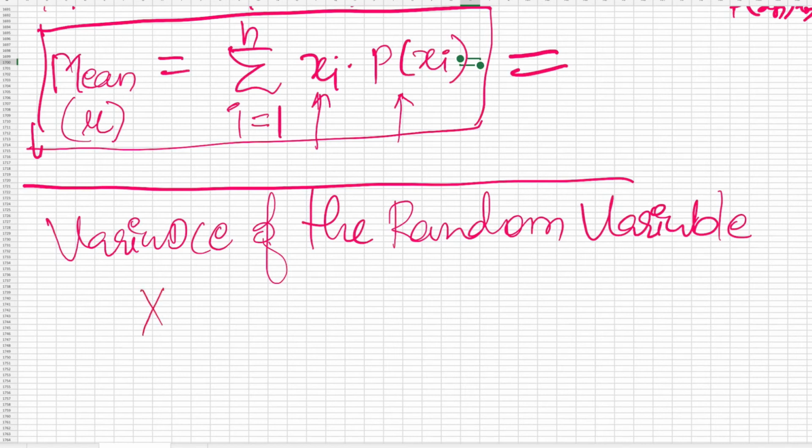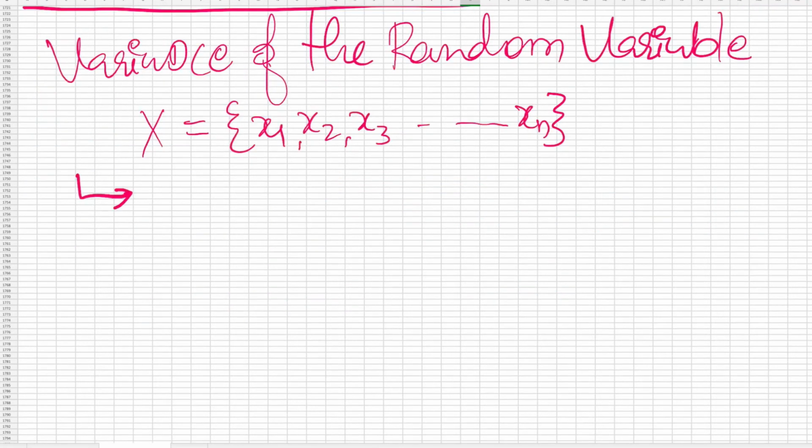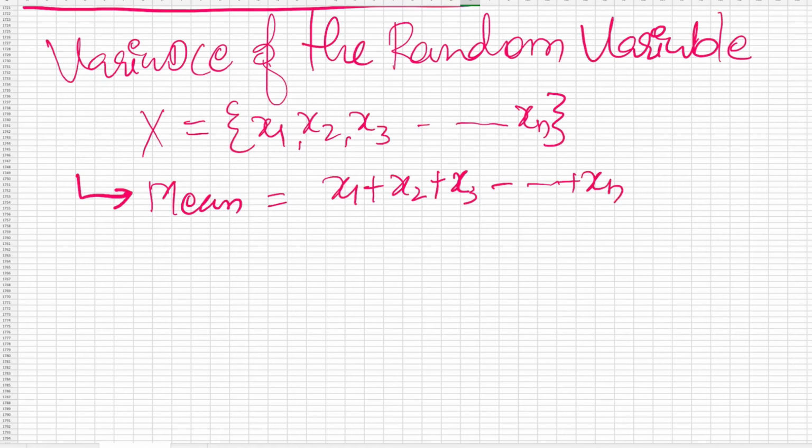So for example, we have a data set X, and we have different data points inside the data set: x1, x2, x3, and in the same manner xn. We want to calculate the variance. In statistics, first we need to calculate the mean by the simple formula x1 plus x2 plus x3 plus xn divided by n, right? And we want to find the deviations of these data points from the mean itself.